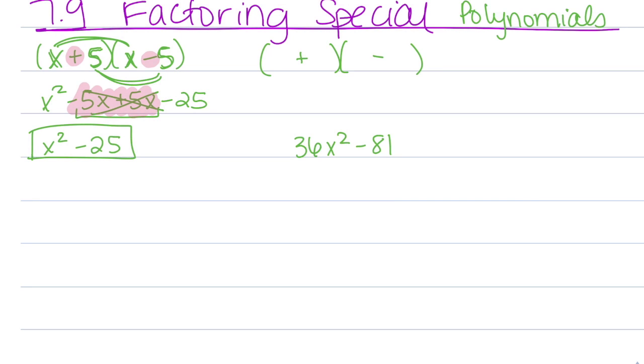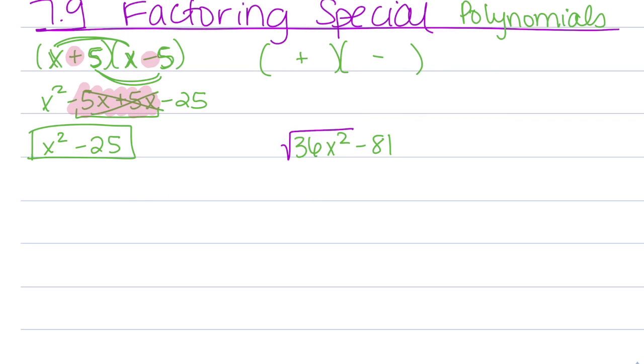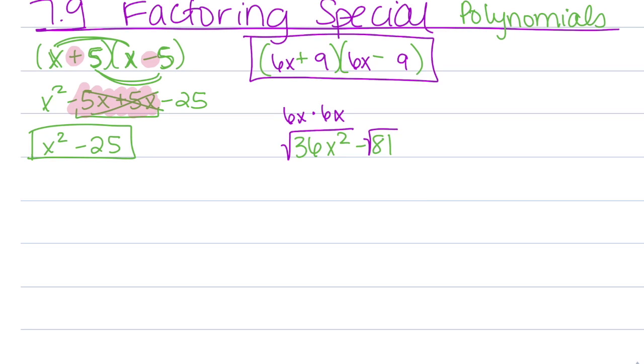So we can basically say, what is the square root of this? Because we want to square root that. Well, that is 6x times 6x, so the square root would be 6x. And then what's the square root of 81? Well, that's 9 times 9. So this would be the factored form of this.